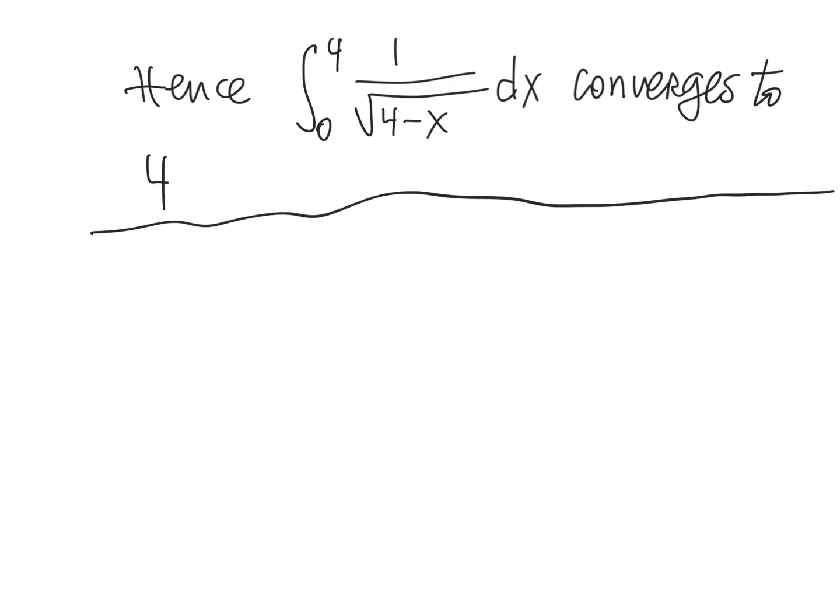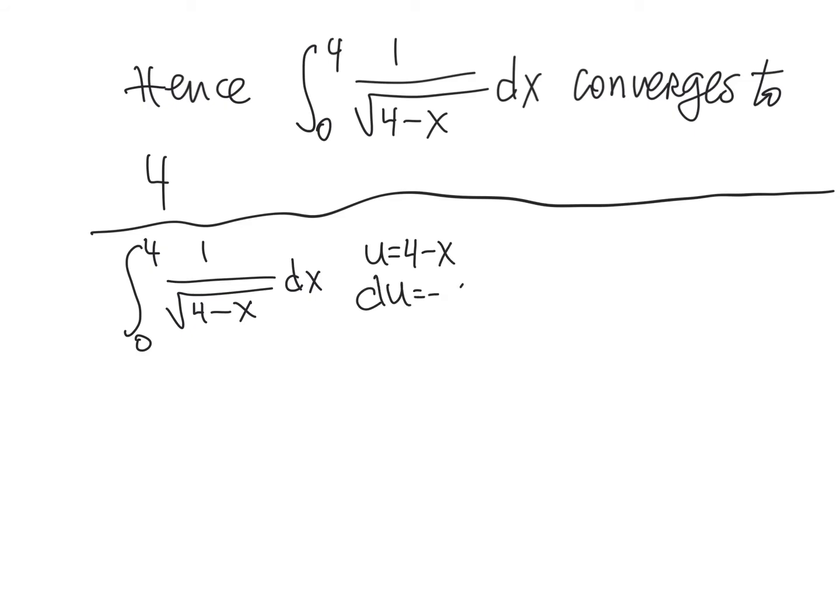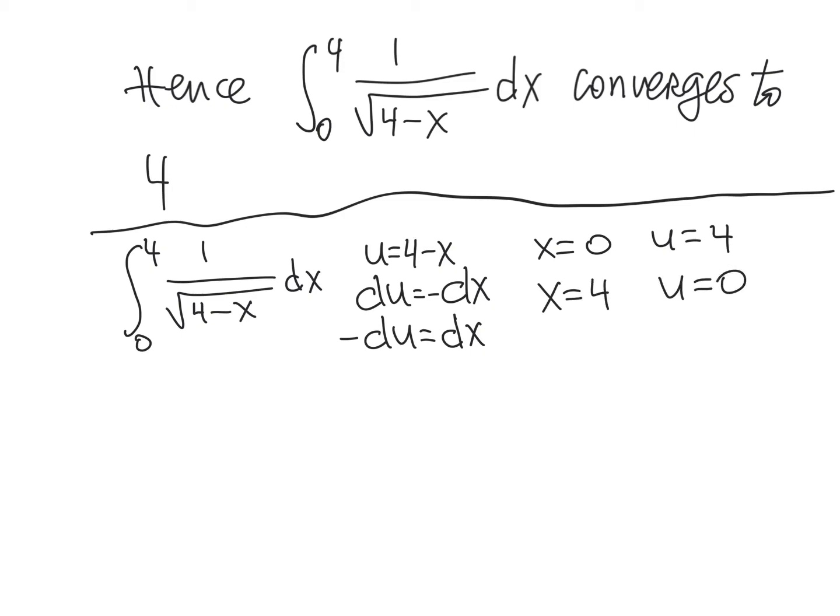Here's another way to do this. We can make the substitution initially rather than waiting until after the limit; we can make the substitution before taking the limit. So we write the integral again. Let u equal 4 minus x. du will be negative dx, or minus du is dx. When x is 0, u is 4. When x is 4, u is 0. So let's carefully transform this to an integral in variable u.